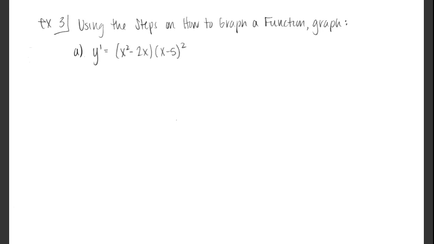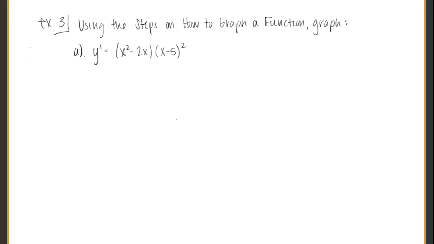Number 3, using the steps on how to graph a function, let's graph this one. What they're first giving us is the first derivative. So what we're doing is just starting from the first derivative and trying to get then the second, and seeing what the graph looks like from all of that.